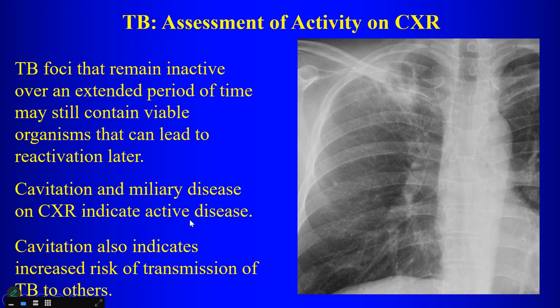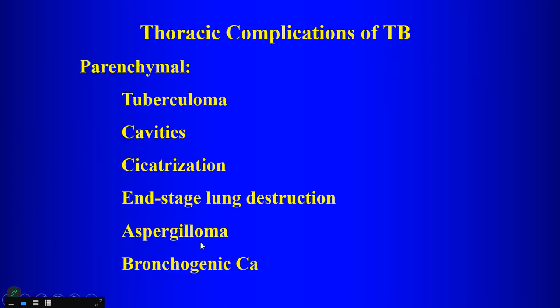Cavitation and miliary disease on chest X-ray indicates active disease. So if we see cavitation, right, think about active disease. So if you see this in an ER patient, what are you going to tell the ER? Precautions, airborne. Isolation, right, if we're thinking about tuberculosis, because cavitation means that there's active disease and also that the patient can transmit the disease to others. Okay?